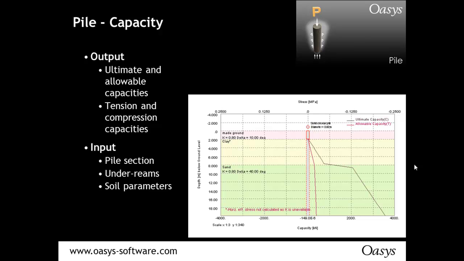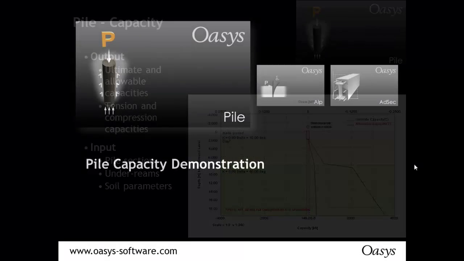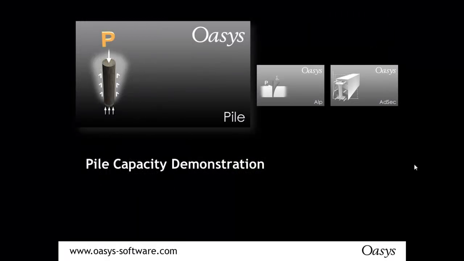In terms of capacity, the capacity section, what you get is the ultimate and allowable capacities, which eventually gives you the length of the pile, and also the tension and compression capacity. So you have to input the pile section, under ream if it's there for you, and also the soil parameters. So I think we're ready to go into the program.